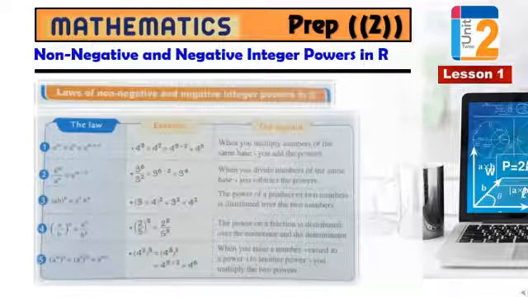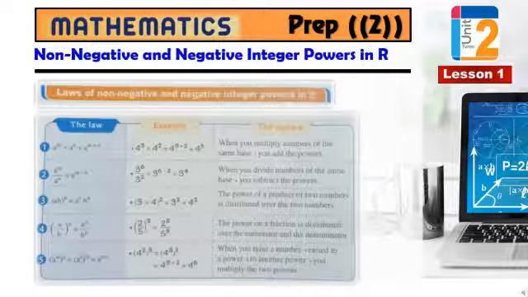In this table, we have some important rules of non-negative and negative integer powers in R. Number 1: a^m times a^n equals a^(m+n). We have studied before, if we multiply numbers of the same base, we add the powers. For example, 4^3 times 4^2.